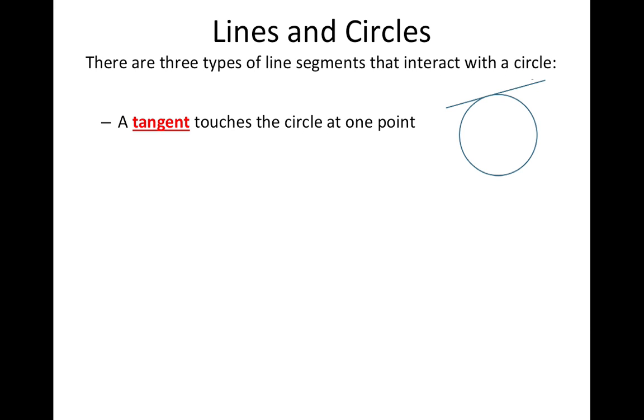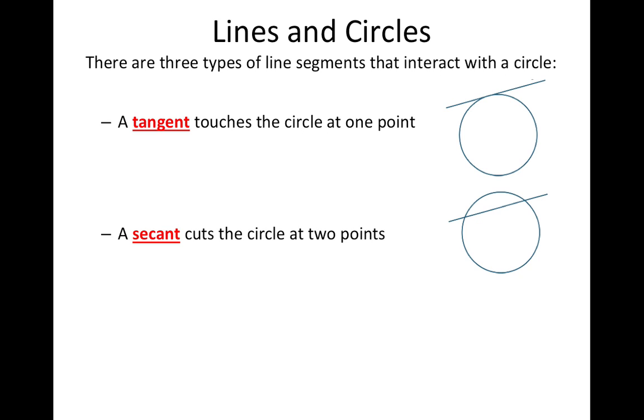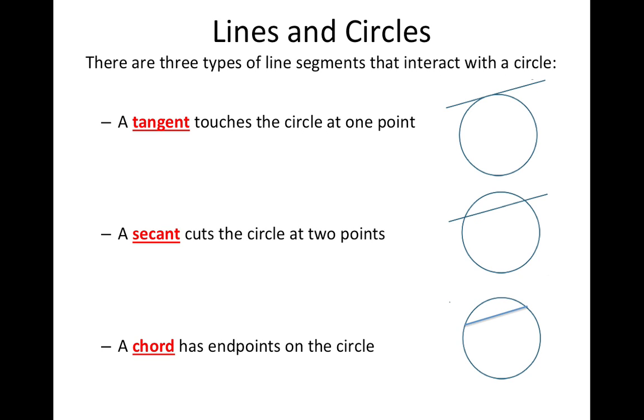The second type of line segment is a secant. A secant cuts the circle at 2 points. And there's an example. Notice that the line goes all the way through the circle, and it goes in both directions away from the circle. Part of a secant, the part inside, is called a chord. So a chord has endpoints on the circle, so it looks like that. Every secant has a chord in it.